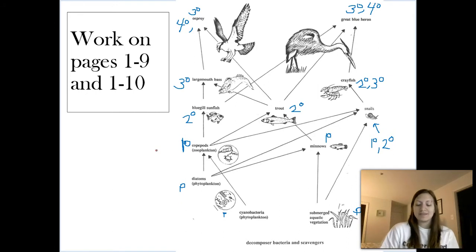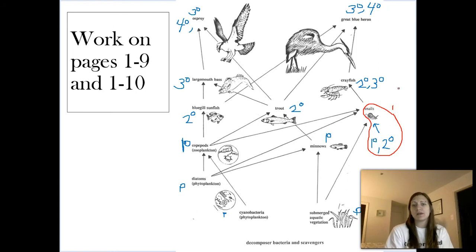So the first question was, name an organism that functions both as a primary consumer and a secondary consumer. So really we're looking for any organisms that have a 1 and a 2 by them. In this case, there's only one of those organisms, that's the snail, so I'm just going to put a circle around him and mark him as a number 1. So he's the only organism that answers question number 1, a primary and a secondary.